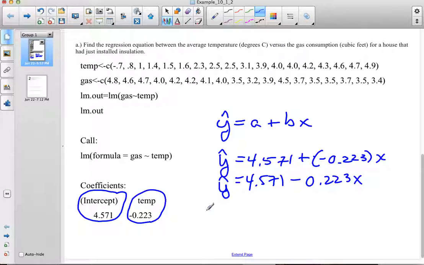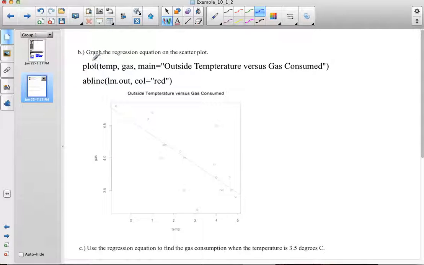So now that we have a regression equation, we may want to look at a scatter plot and see how well the regression equation fits the scatter plot. So let's go ahead and do that. Let's graph the regression equation on the scatter plot. In R, you would plot first your scatter plot. So plot(temp, gas) means that it'll put temperature on the x-axis, gas on the y-axis. And I went ahead and labeled outside temperature versus gas consumed as my title. Technically, I should have labeled the x-axis and y-axis a little bit better so that I'd have the degrees Celsius and the cubic feet, but at least I have some labels on here.